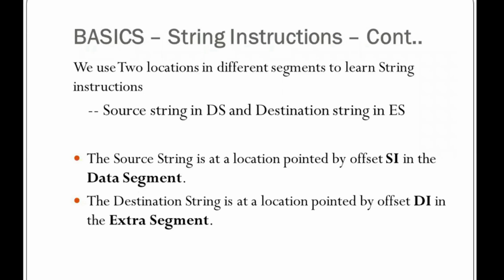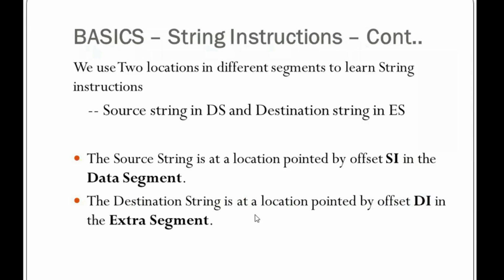Source string is stored in data segment, and the destination string comes in extra segment. Basically, you will have an input string in one segment. That segment is data segment. After transferring or after doing some manipulation, that outcome will come in extra segment. We use the offset SI in DS and DI in ES. So this is what the 2 points tell us. The source string is at a location provided by offset SI in data segment. The destination string is at a location pointed by offset DI in extra segment.